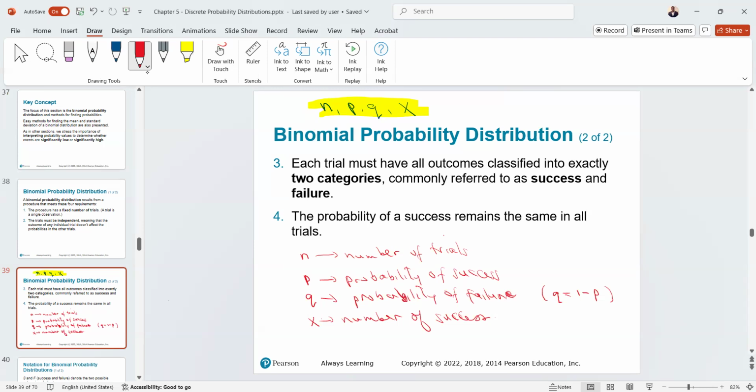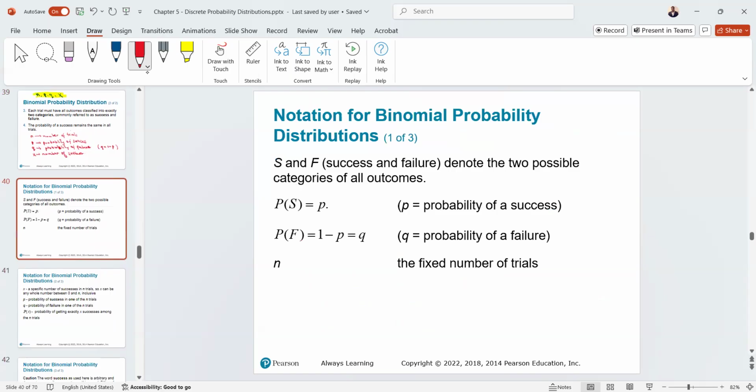You have a number of trials. Each trial is independent from one another. There is no without replacement, right? And then you have a number of successes and you have probability of failure as well. So S and F, success and failure, are the two possible categories. I just showed you, but we prefer to use P for probability of success and Q for probability of failure.